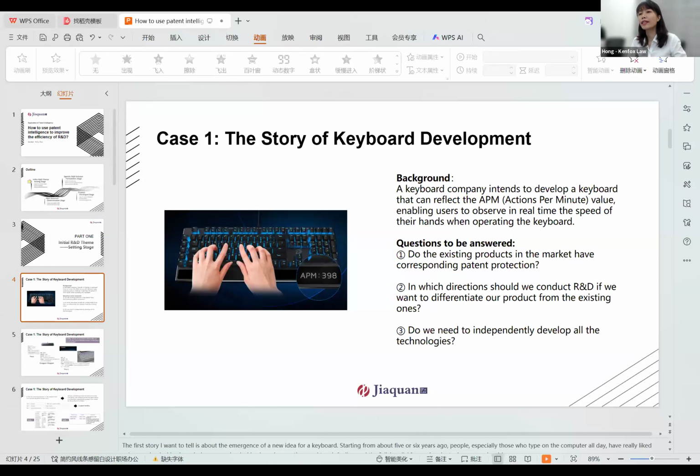And may I turn back to your first story, the keyboard case? In the APM keyboard case, my question here is, how can we distinguish between the truly novel patentable features and the minor design variations that are unlikely to be granted patents?